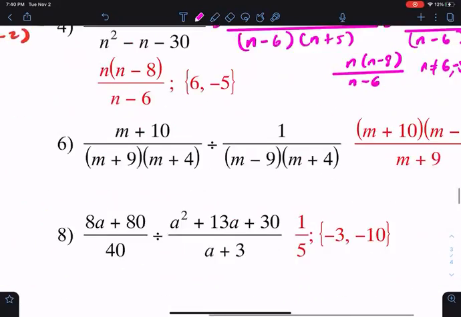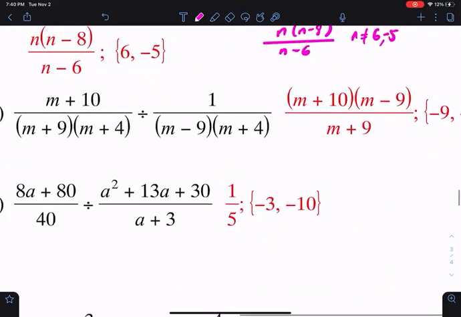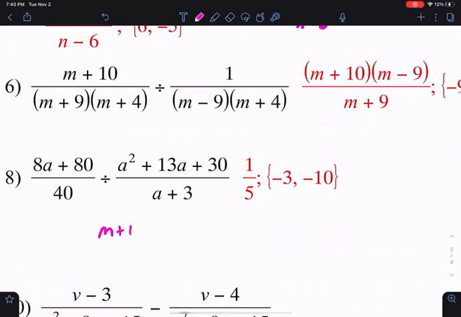6. Well, you have a long expression here, right? So you have to do the keep, change, flip for number 6. So number 6 is going to be n plus 10, n plus 9, n plus 4. I'm going to keep this, right? Keep, change division to multiplication, flip.